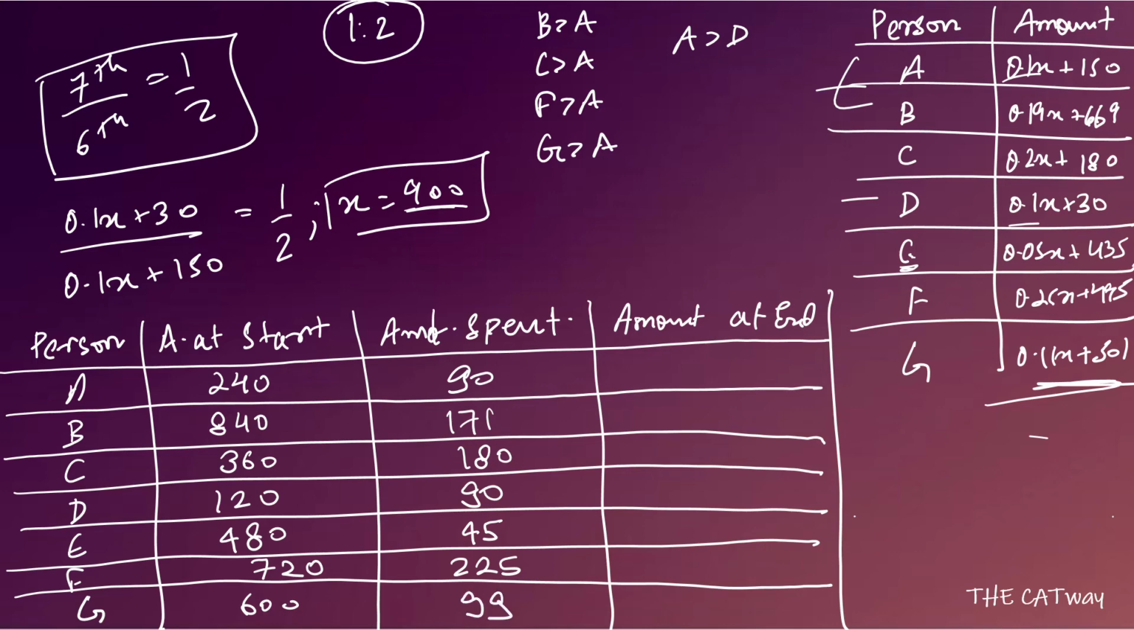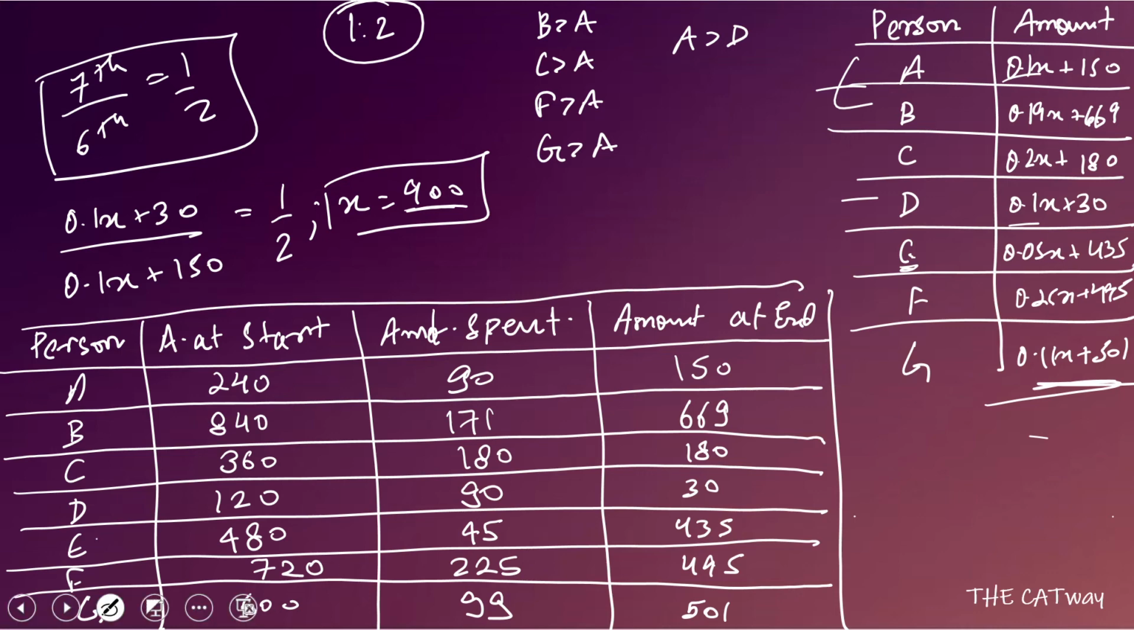Now the amount at end is what we are left with. So we can directly copy it from the bar graph. So 150, 669, then we have 180, we have 30, then we have 435, we have 495, and we have 501. Now we can move towards our questions. So let's check out the questions.